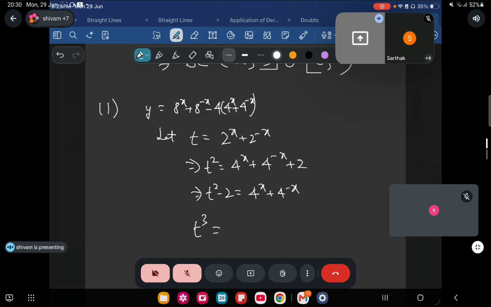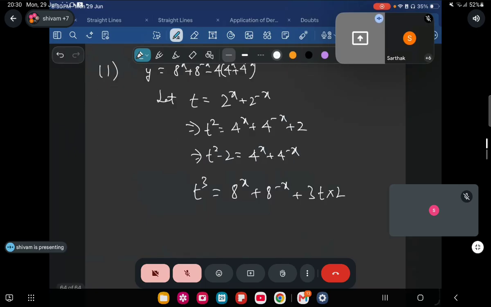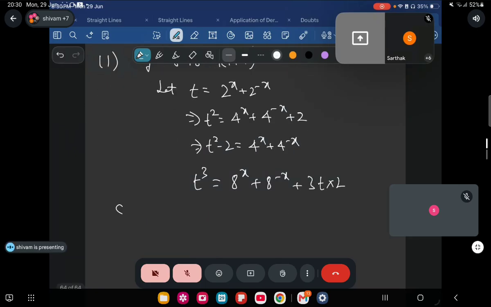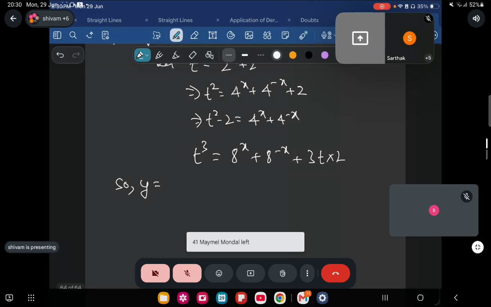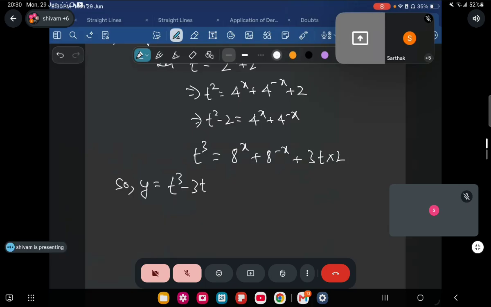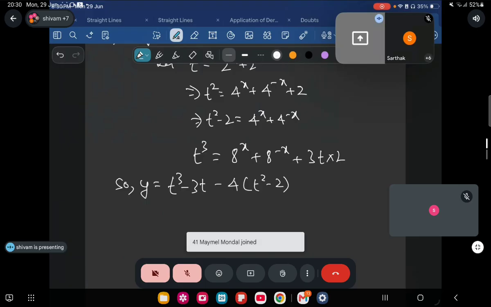t cube will be equal to 8 to the power x plus 8 to the power minus x plus 3t into 2, right? Tell me, everyone. So what will be y? y will be equal to t cube minus 3t minus 4 into t square minus 2. Right, tell me. Sarthak, are you getting?